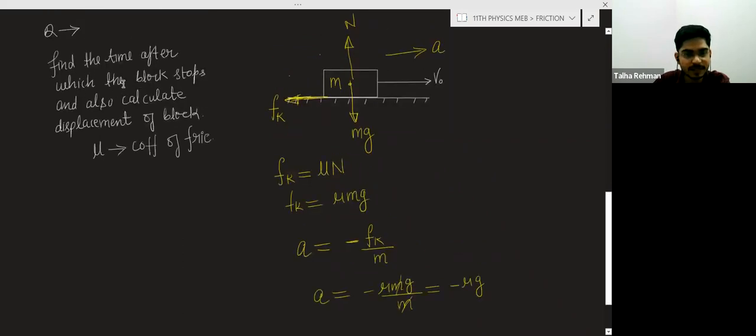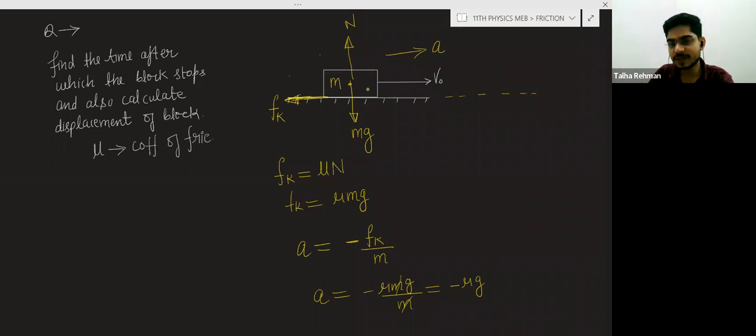After that they are asking, find the time after which the block will stop. This is a very simple question. This friction force is trying to oppose the motion, but the block is going in this direction. So after a certain period of time, this block will stop and the final velocity of this block will become 0.